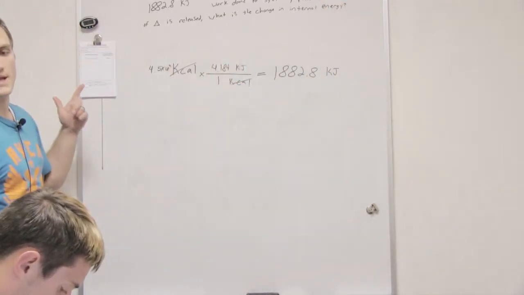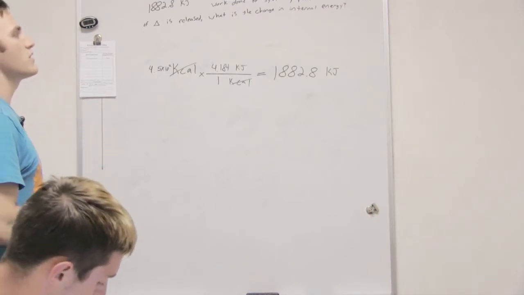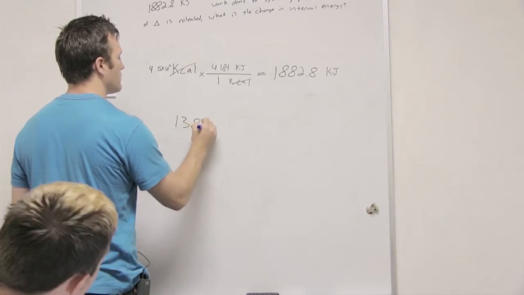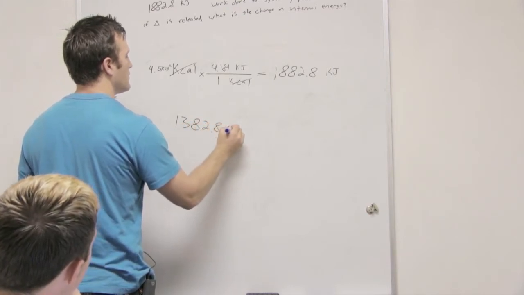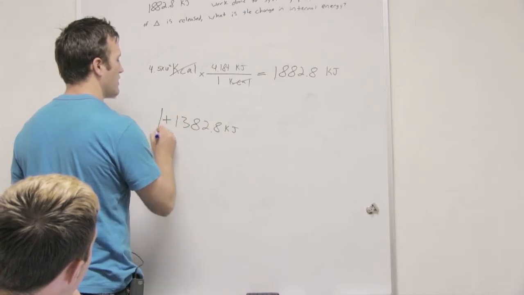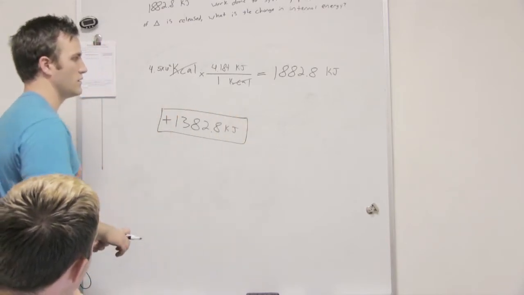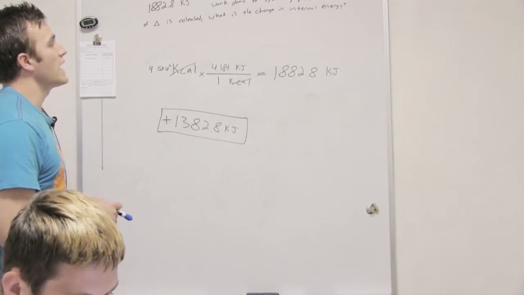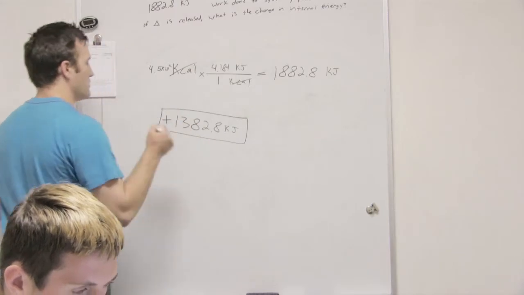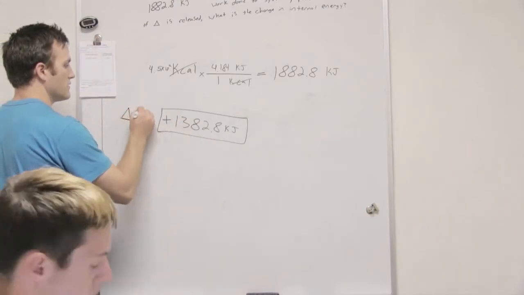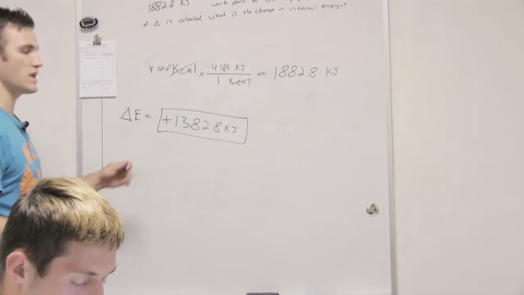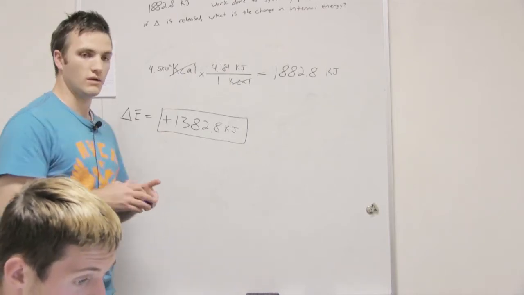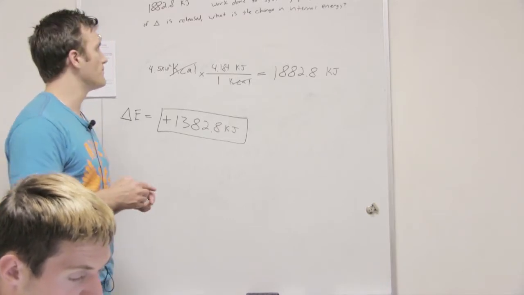Okay, well it looks like there was a net gain, right? So we know our answer should be positive and 1,382.8, and that's a net gain of energy. Does that make sense? Because it's asking you for the change in energy, and change in is delta. So the change in energy would equal a net gain of 1,382.8 kilojoules.